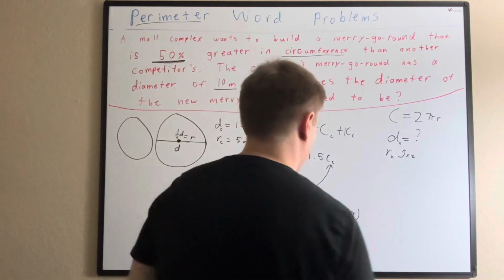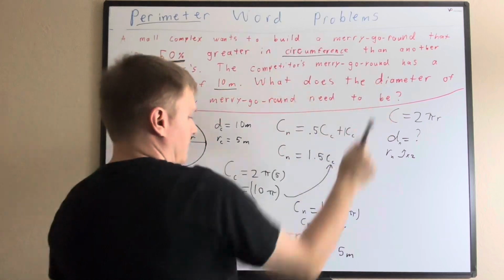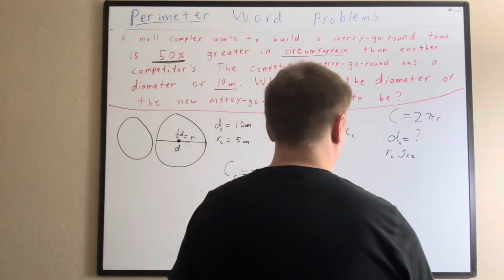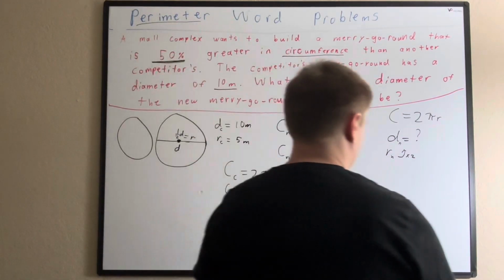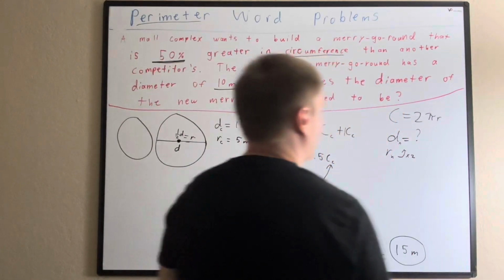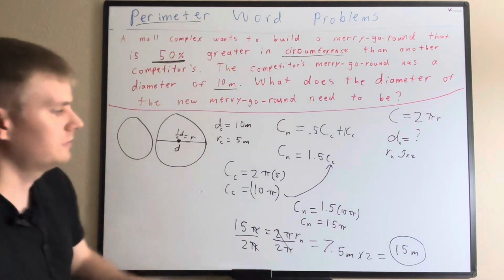7.5 meters? Oh, we're not done yet, though. They're asking for the diameter, not the radius. So 7.5 times 2 is 15. So when they build their new merry-go-round, they need to make it 15 meters long.